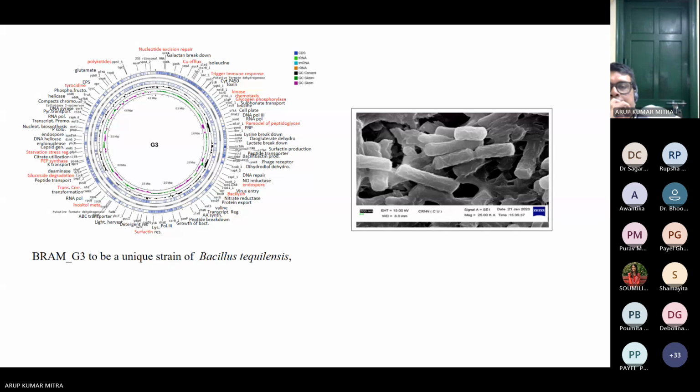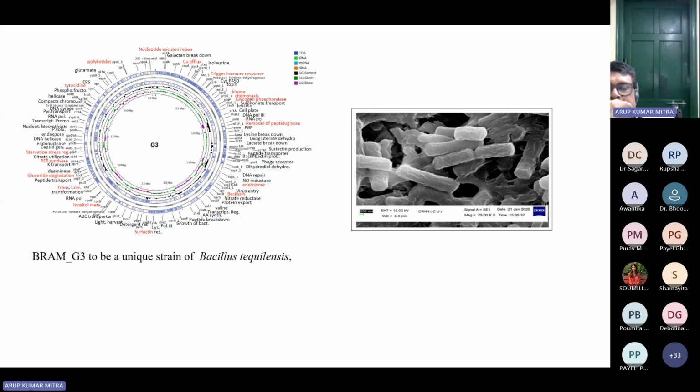Production of nitric oxide metabolizing enzyme, production of bacillicin, surfactant, and other antibiotics, production of very common glycogen metabolizing enzyme, the chemotaxis enzymes. But what is interesting, we got some policy which actually is triggering immune response for future protection, which is another interesting point that we got from Bacillus tequilensis G3.